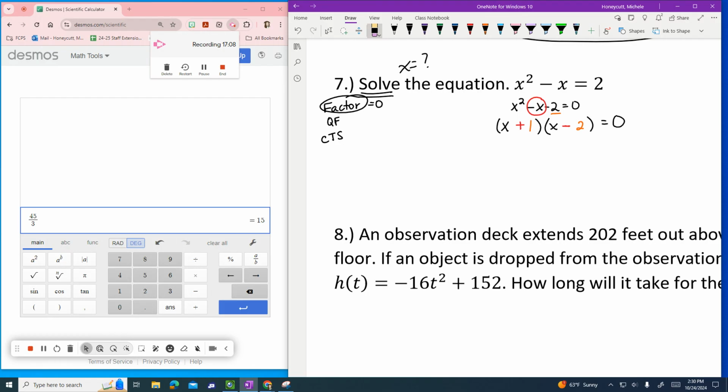Now it's not solved, it's only factored. To solve it, I need to set each factor equal to 0. And so we're going to get two solutions, x equals negative 1 and x equals positive 2.